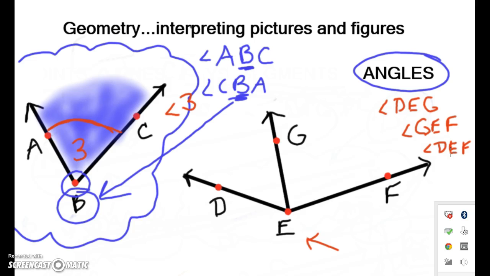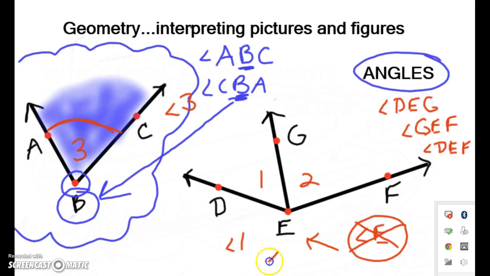There's another way to do this when your picture's more complicated. I definitely cannot just say angle E in this picture because there's too many angles happening at E. I could put a 1 right here, and then everyone would know where angle 1 is located. I could put a 2 right here, and then I could talk about angle 2, and everyone would know where that angle is located.